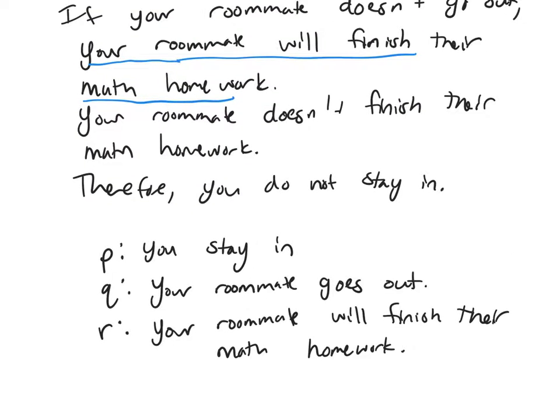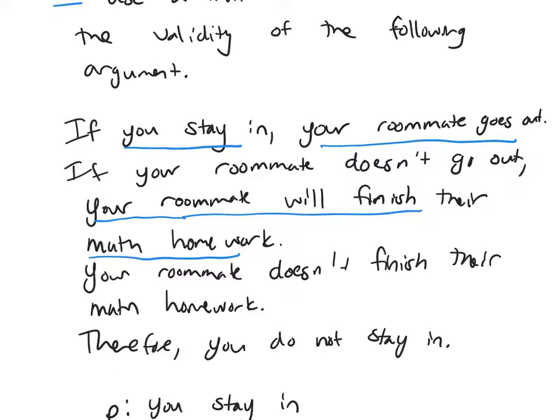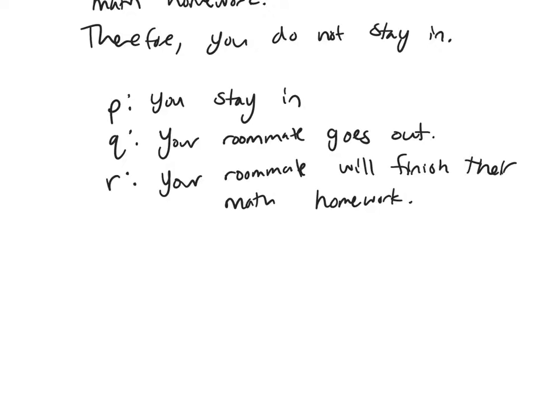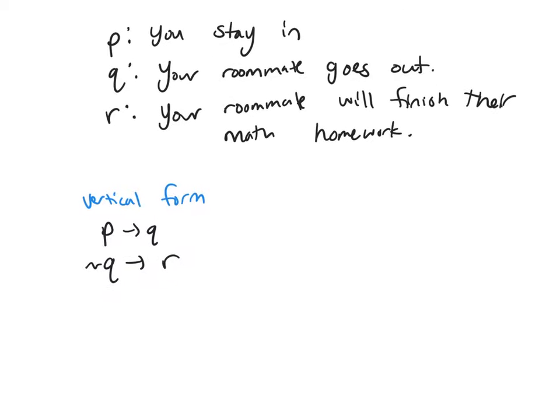So we're going to use these variables, go back to our argument and translate it into symbols. So here I'm going to just write it with the vertical form. So if P, then Q, and then I'm told if my roommate doesn't go out, so not Q, then R. They finish their math homework, R. And then I'm told not R, therefore not P.